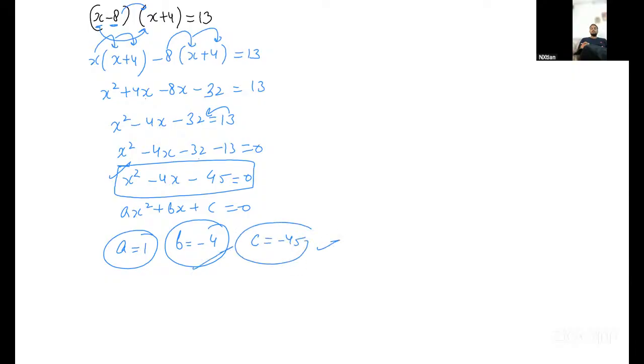Now this 13 will go to the left side. It will become x square minus 4x minus 32 minus 13 is equal to 0. It will become x square minus 4x minus 45 is equal to 0. Because it is in the standard form of the equation, which is ax square plus bx plus c is equal to 0, where a is equal to 1, b is equal to minus 4, and c is equal to minus 45, yes, it's a quadratic equation.